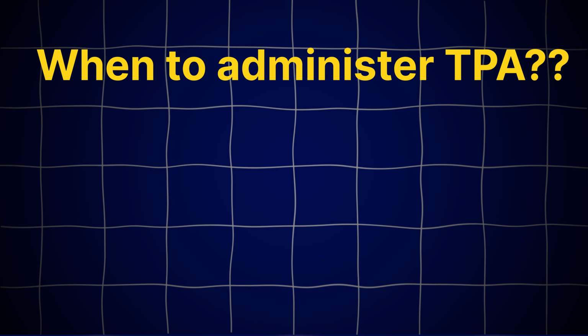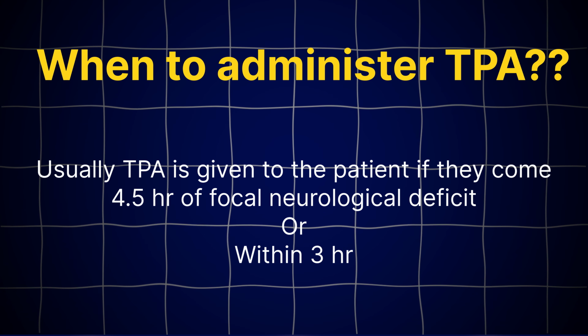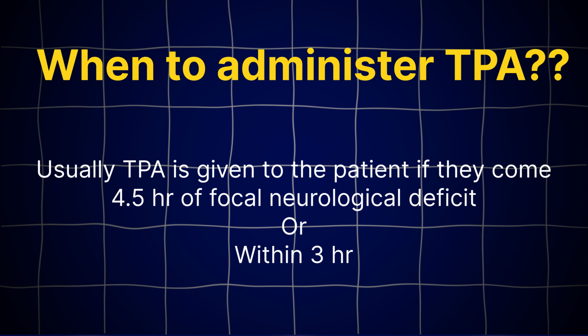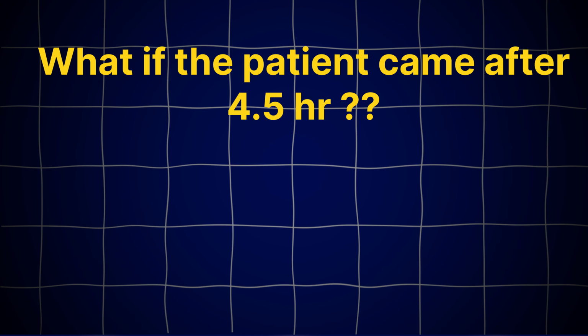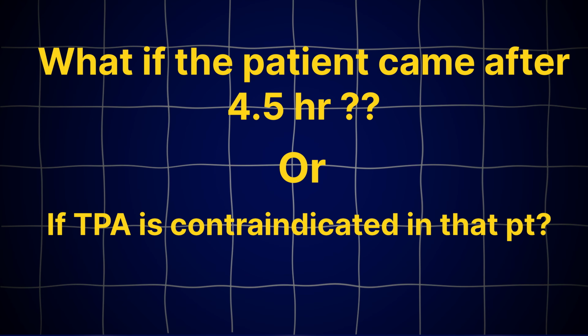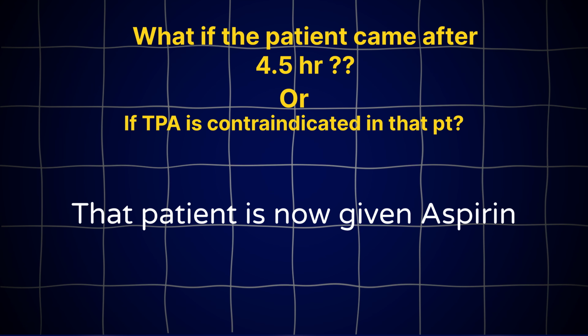Usually TPA is given to the stroke patient if they present within 4.5 hours of the focal neurological deficit, or within 3 hours. If the patient presents after 4.5 hours, or if the patient has a contraindication to TPA, you cannot give TPA to that patient. That patient is now given aspirin. That is the emergency treatment that you give to the patient.